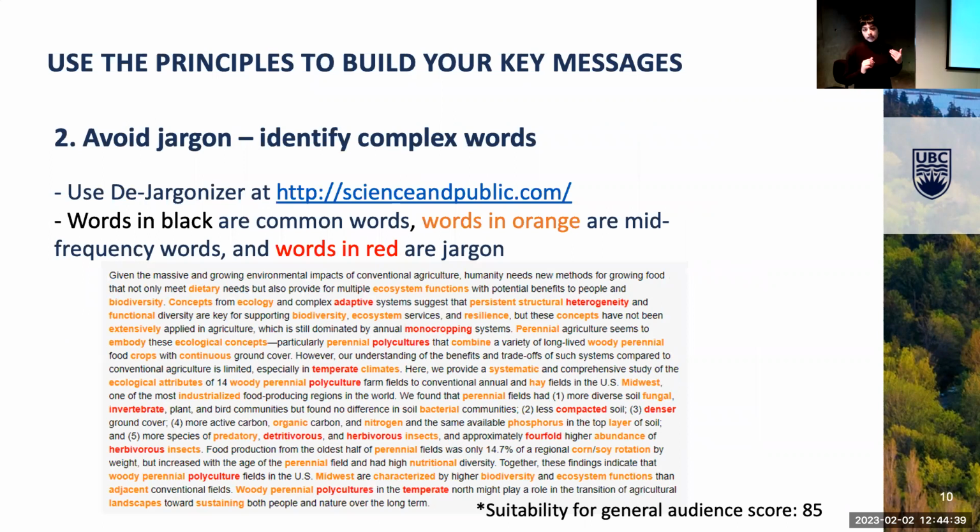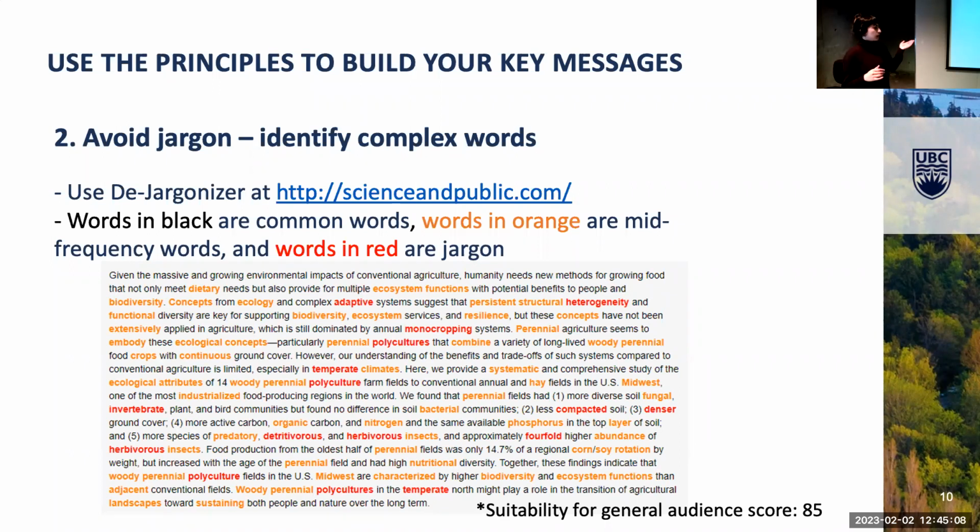So the second principle is avoid jargon, identify complex words. Some of you might have already seen this website that I presented last year. I really like it. It's really useful if you're not sure what a jargon-like word is. It's at scienceandthepublic.com. It's called the dejargonizer, and you can paste in any amount of text that you want.